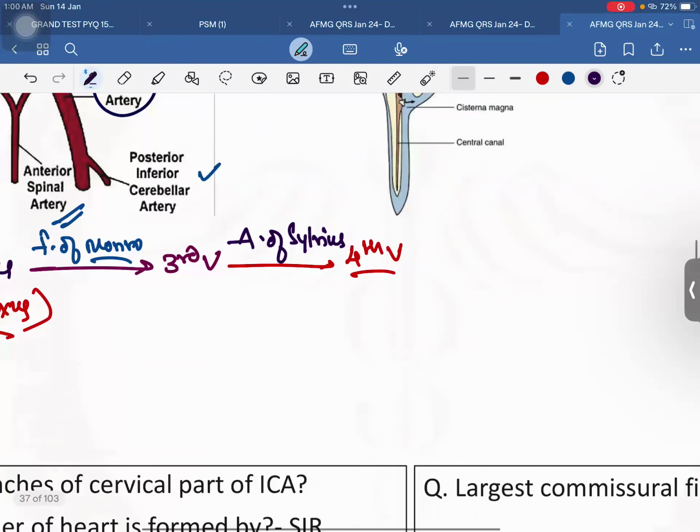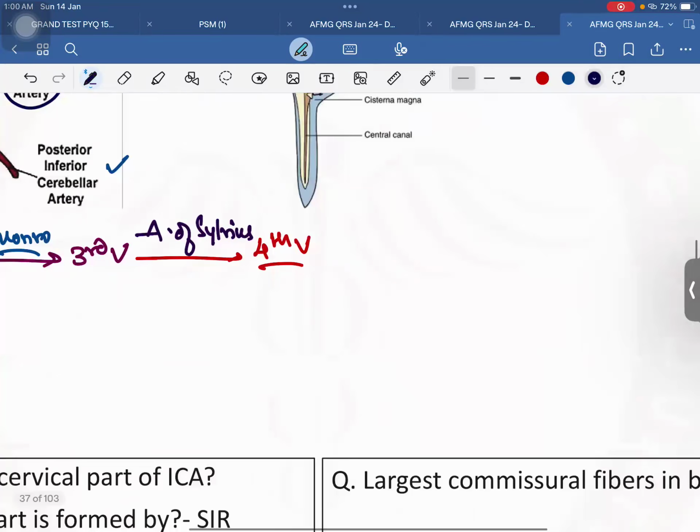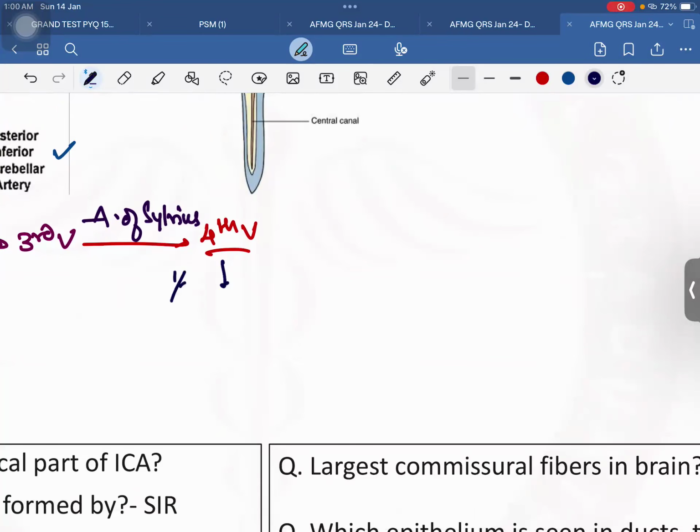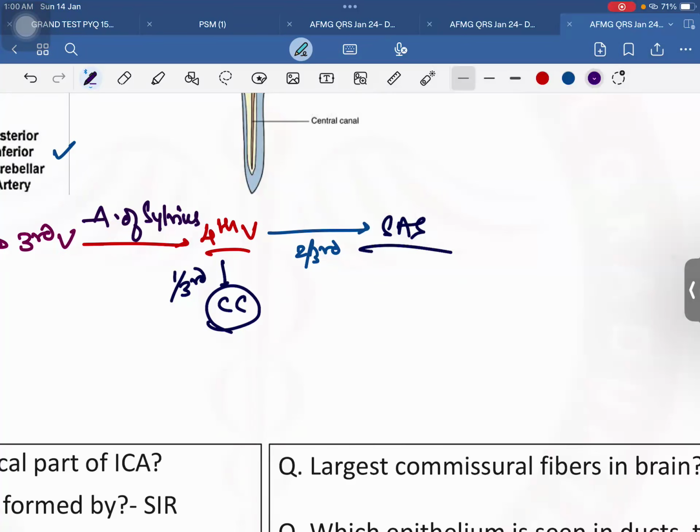Please remember that. Now from the fourth ventricle, 1/3 of the CSF goes to the central canal of the spinal cord by the cisterna magna. And most important, the remaining 2/3 of the CSF goes into the subarachnoid space. In the subarachnoid space, it will get absorbed by the arachnoid villi and the granulations.